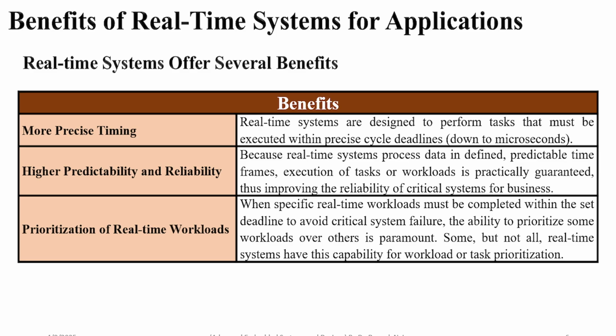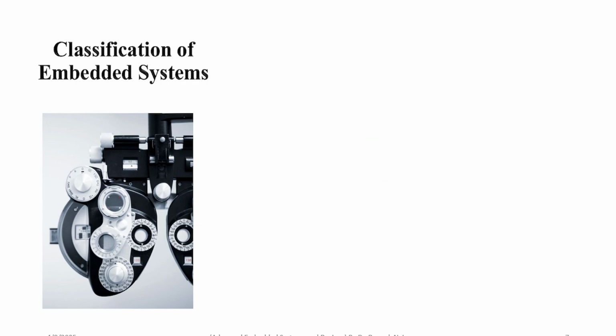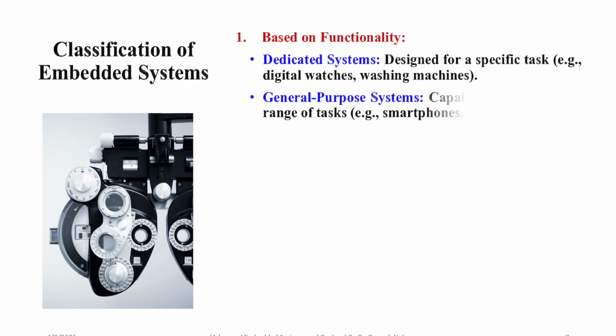And how can we classify different operating systems? First of all, we can classify operating systems or embedded systems based on their functionalities, for example, dedicated and general purpose systems. Dedicated systems are designed for a very specific task. For example, digital watches are designed only to provide you timing related data. Washing machines are again designed for cleaning the clothes.